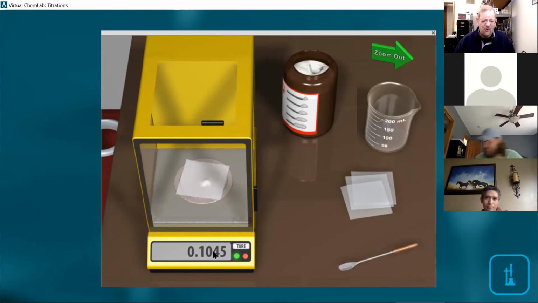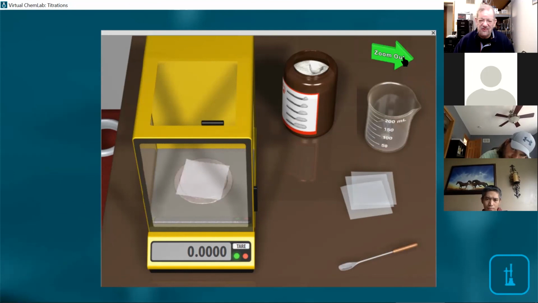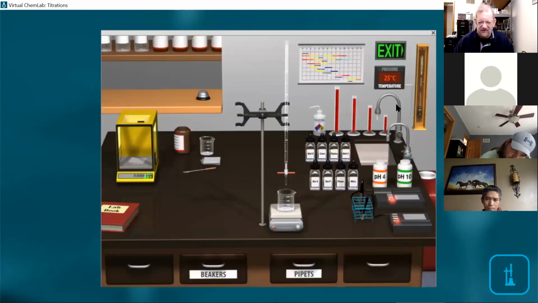Now, record the weight here, because that's the weight of the ammonium chloride. Now, pick up the paper and put it in the beaker. Now, where it says zoom out, we will. And if you don't catch this one, it's in the instructions, but you can come back and look at the video. This should be posted sometime this afternoon.